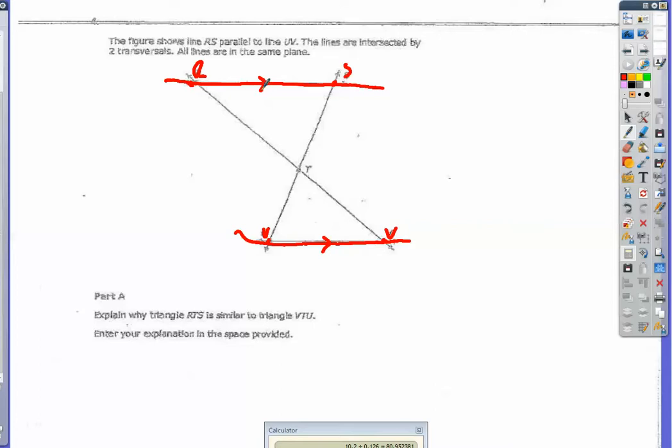Then we have something called a transversal. A transversal is nothing more than a line that crosses your parallel lines. That's all it means.